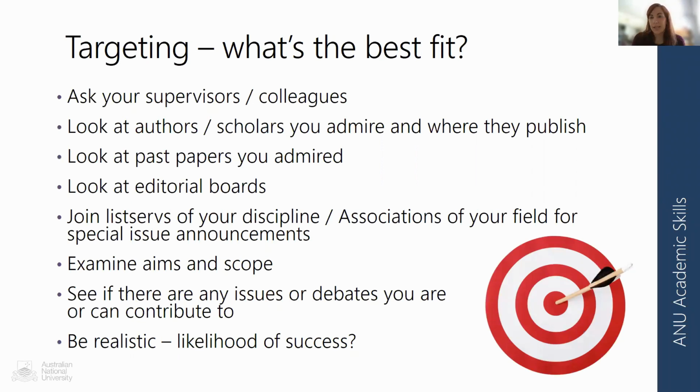You want to think about asking your supervisors and colleagues, if you haven't done that already. You want to think about who are those researchers that you love, and where did they publish? Think about all those past papers that you love. Could you publish there? Look at the editorial boards of certain journals: do you recognize those names? Are they prominent scholars in your specific niche field? And do you think that would make it a good fit?